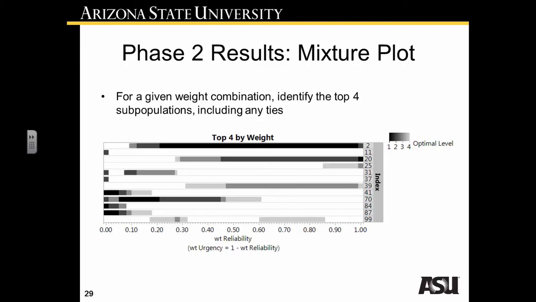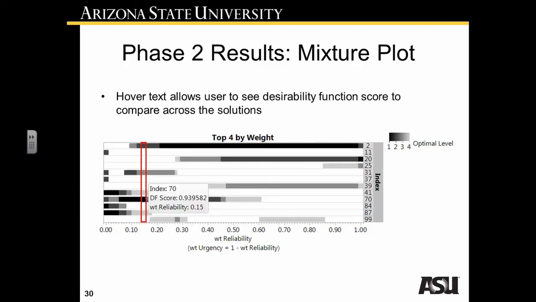So for example, suppose we look at a weight of 0.15. Here we see that solution 70 had the highest desirability function score, and its value was 0.94. There is some hover text in this plot, so if you hover over any box, it'll tell you what the desirability function score is for a given solution at that weight. So here we have the top solution, here is the second best solution, index 2, subpopulation 2, and then we can see the third, and actually we have 2 solutions tied for 4th place. So you can notice any ties that occur in this mixture plot.